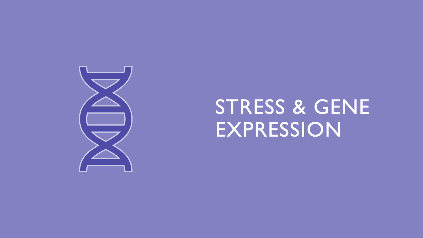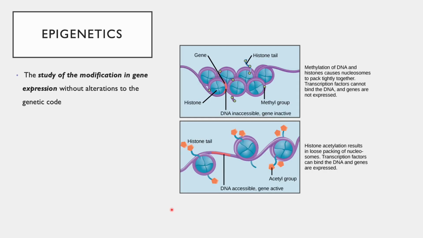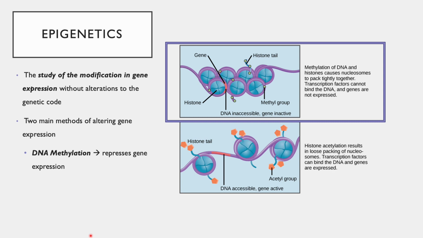Now we're going to talk about stress and how chronic stress can actually influence our gene expression. So first, to understand gene expression and the way that stress can affect gene expression, I need to introduce something called epigenetics. This is the study of the modification in gene expression without actually altering the genetic code. So essentially, these changes aren't actually changing the nucleic acid sequence, but it is changing the way that these genes are expressed. Now, remember, we know that the final product of gene expression is essentially protein synthesis. There are two main methods of altering gene expression, and the first is DNA methylation.